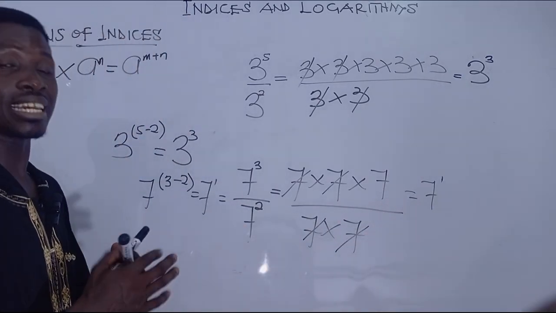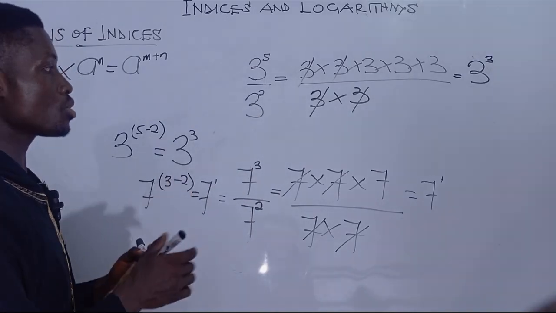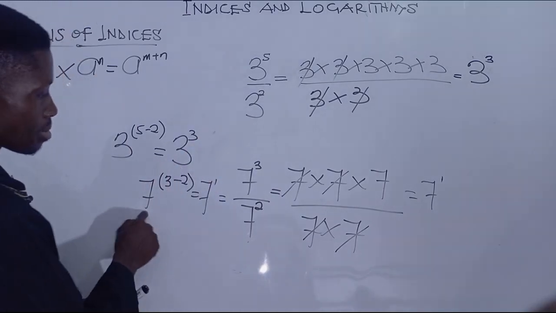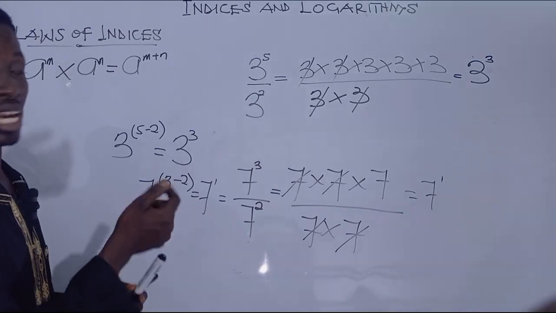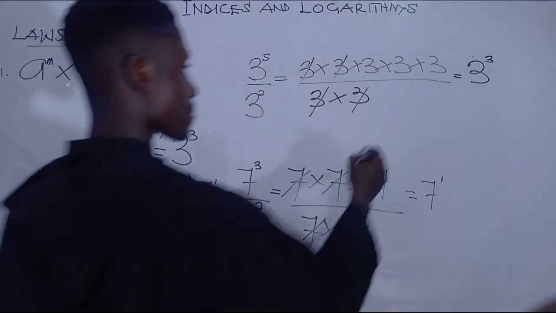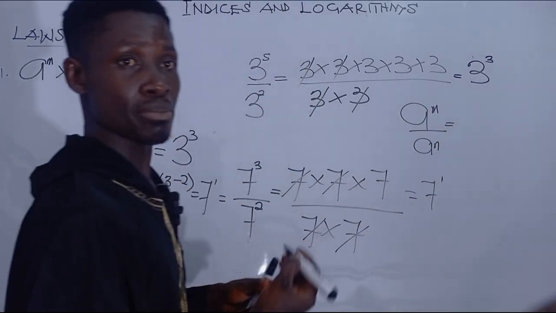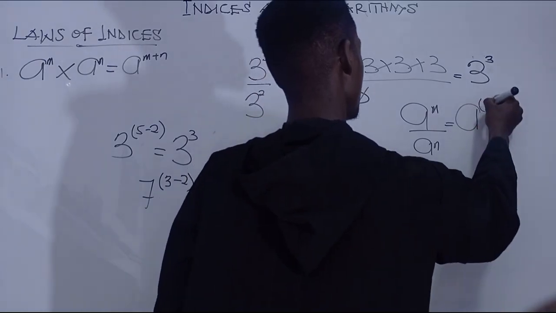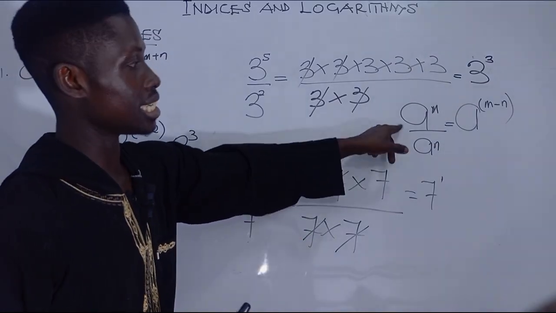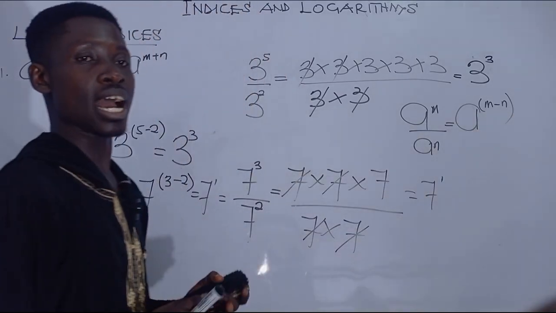So we can therefore generalize and say that when you have two numbers dividing and they have the same base, we pick one of the base and subtract their exponent. So A raised to the power m divided by A raised to the power n is the same as A raised to the power m minus n. This means that when you have two numbers dividing with the same base A and A, we pick one of the base and subtract their exponent.